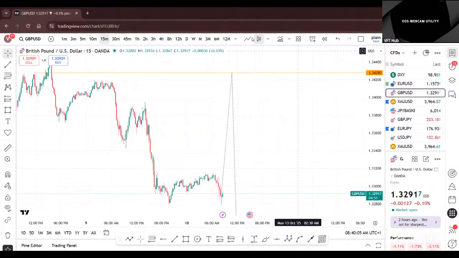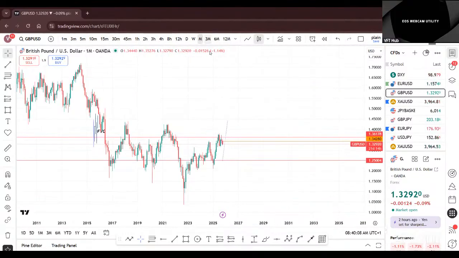GBP USD. On the monthly time frame for GU, let's see what price is doing. Okay, so overall bearish, but then coming right here, the most recent price action has been bullish, right? We're seeing price forming higher highs and higher lows, and currently price is even at some premium level, and at premium we expect some sell off at that point.